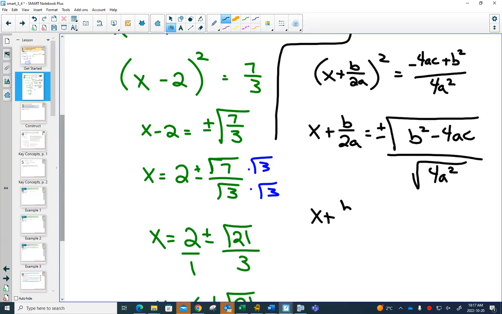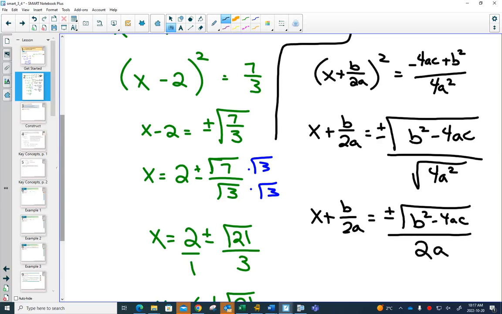It actually simplifies really nicely on this side. On the bottom, top is going to stay b squared minus 4ac, but you can simplify the square root on the bottom. Because what's the square root of 4? 2. What's the square root of a squared? Just a. So where we had to rationalize on this one, on this side it actually works out. We don't even have to rationalize, which is really nice.